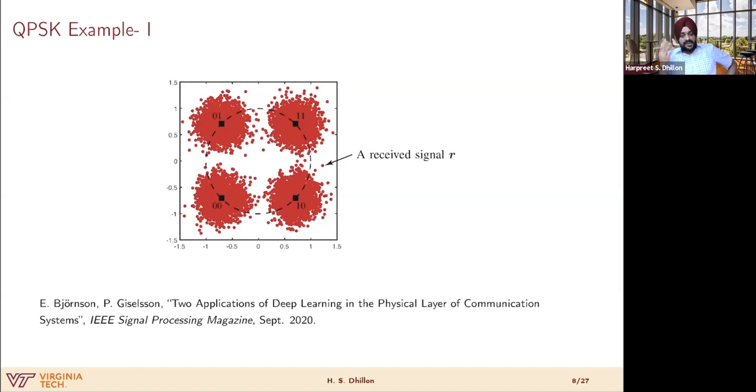You have a QPSK signal. As you know, in QPSK, we have 4 constellation points, right? Each point mapping to bits. For example, you have this point, this corresponds to bits 0, 0. This point corresponds to bits 1, 0, and so on and so forth.